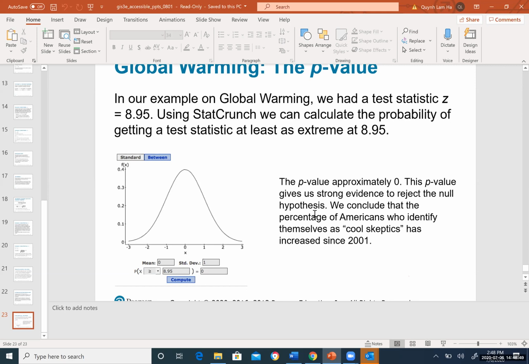It means we don't agree with the null hypothesis. What does it mean? This means we accept the alternate hypothesis, okay? So we conclude for this case that the percentage of Americans who identify themselves as cool skeptics has increased in 2001. So that's the end of 8.1. And I would like to run StatQuant for you to see, so that you can run it by yourself when you're using this.